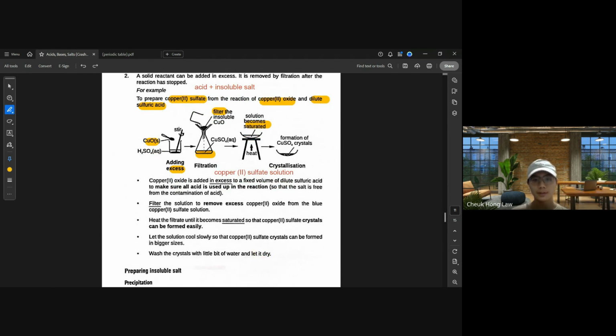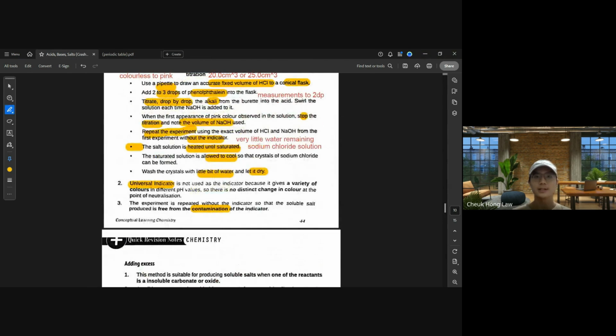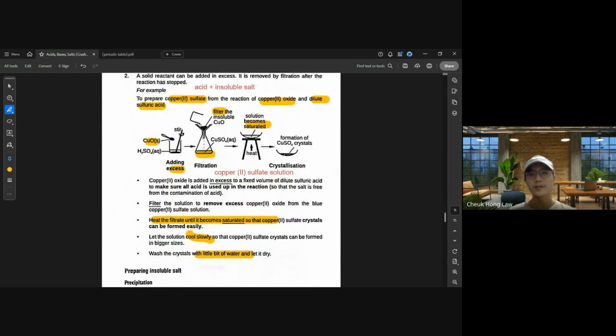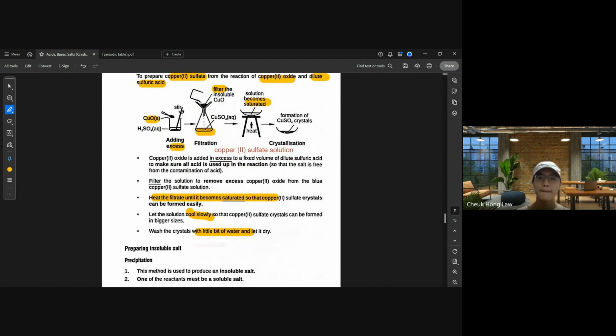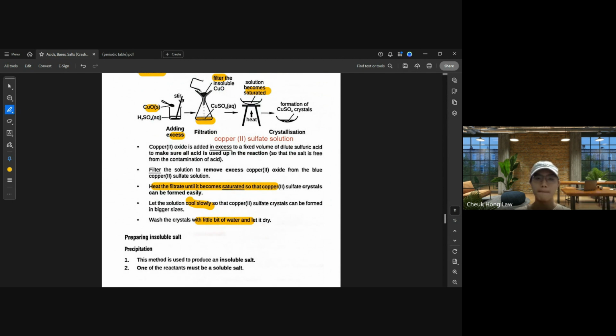So this and this is the same as this one. The only difference is this time you add excess insoluble salt to the acid. Then you filter the mixture. Then the ending is the same. You heat it until it's saturated. Saturated means very little water remaining, and then you let the solution cool slowly so that bigger crystals can be formed. Then you wash it with water and let it dry.